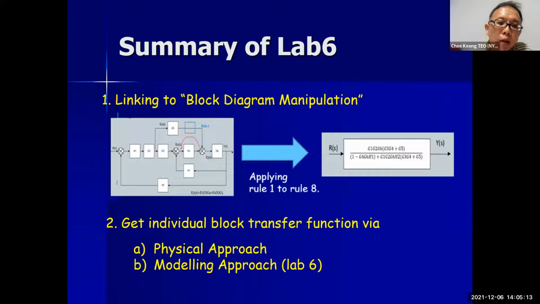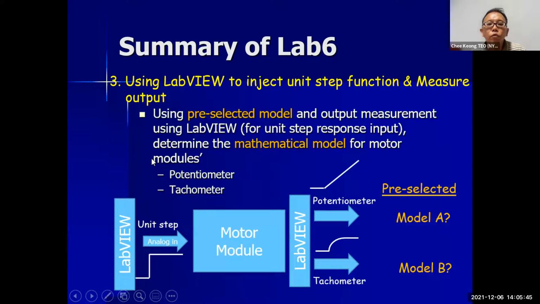So in this lab, we show you basically 2 ways of modeling. So in summary, what lab 6 does is basically link the block diagram manipulation, which is pretty complex sub-blocks, and then try to simplify it into one single block by applying rule 1 to rule 8 in the beginning of chapter 4. And then also getting individual block transfer function via a physical approach, which is not in lab 6, but modeling approach, which is what we discussed in lab 6. Also using LabVIEW to inject a unit step function and measure the output. So basically, we inject the unit step function, we measure the output.